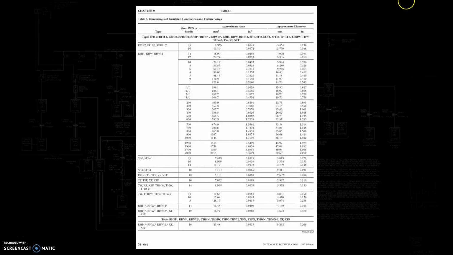So there's two main tables you're going to be concerned with here. First off, Chapter 9, Table 5 in your NEC. You can see here it's page 684. So a couple of things to highlight on Table 5 here. This is basically going to tell us everything we need to know about whatever type of wire we are using when it comes to size.